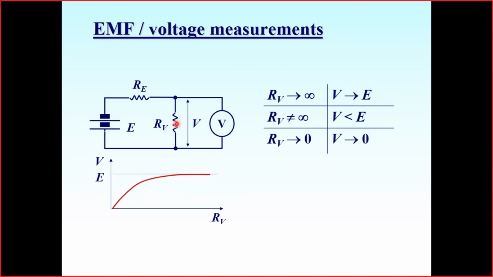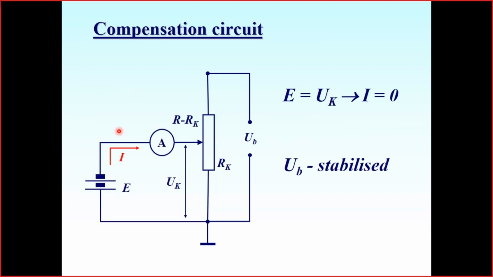What should we do to prevent the meter from loading our electromotive force source? We may use a so-called compensation circuit. Here is the simplest idea of a compensation circuit. We have a stabilized voltage source and a potentiometer. For the very first compensation measurements, many years ago, these potentiometers were made in the form of a so-called real cord. It's just a long wire with a high resistance.